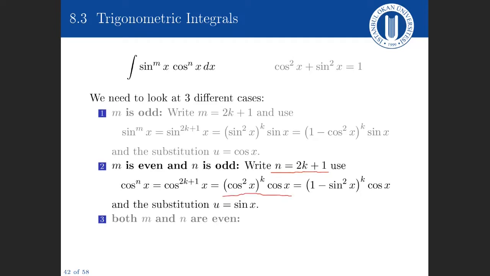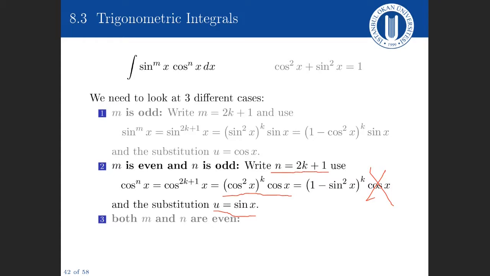So we're going to think of cos to the power n as cos squared, all to the power k, multiplied by cos. Replace cos squared by 1 minus sine squared, and then we're going to do the substitution u is equal to sine x. And again, this means the final cos x will disappear because du will be cos x dx.